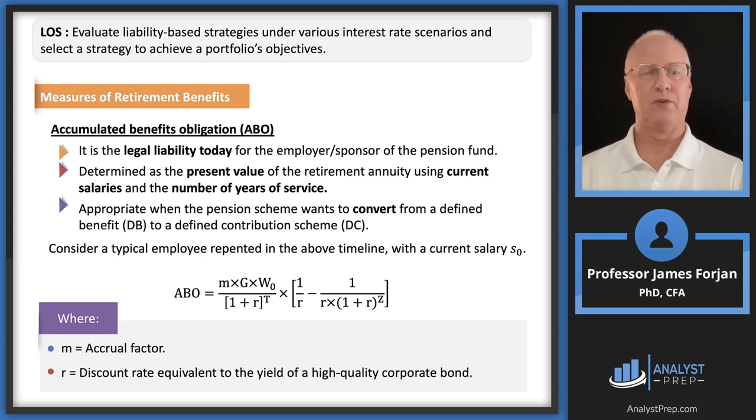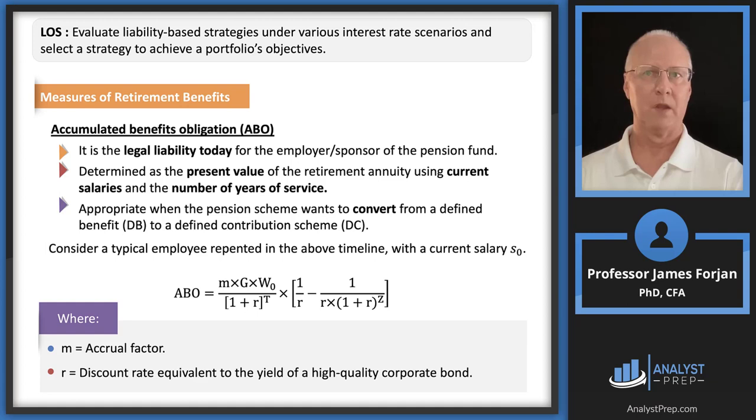So there we go, is the formula. We're going to start with M, which is some kind of an accrual factor. We're going to go ahead and multiply it by G, which is the number of years that the employee has worked, multiplied by the current salary, and then we're going to divide that by 1 plus some discount rate. And, you know, the reading gives some guidance on which discount rate to use. I mean, you could use the risk-free rate of interest. That's probably not right. You could use the required return from the capital asset pricing model. That's probably not right. But the reading suggests to use the yield on high-quality corporate bonds.